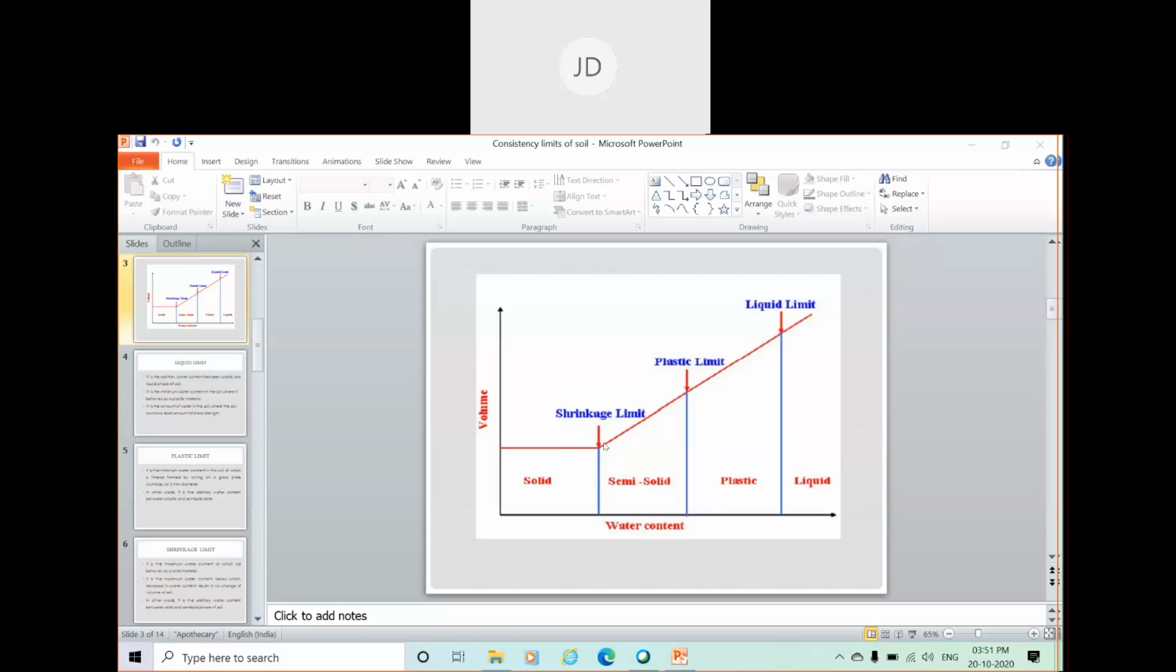That means it is that water content at which, if you still reduce the water content from this point, it will not result in changes in volume. Here you can see this variation curve. After this shrinkage limit point, it goes horizontal.